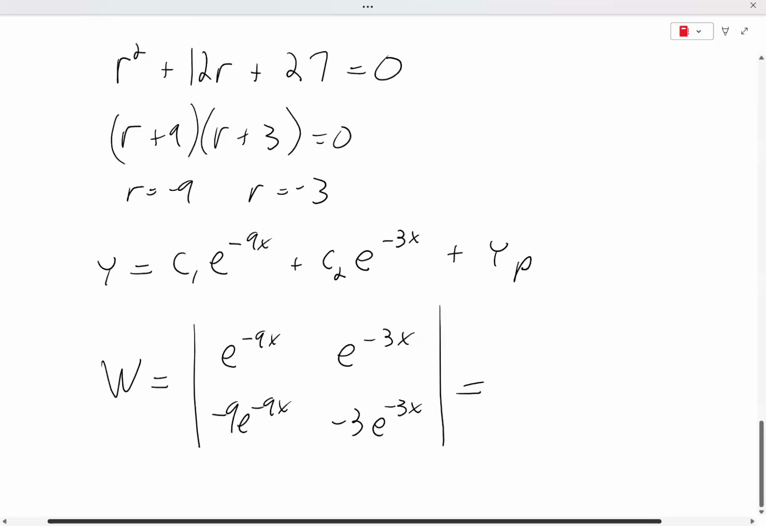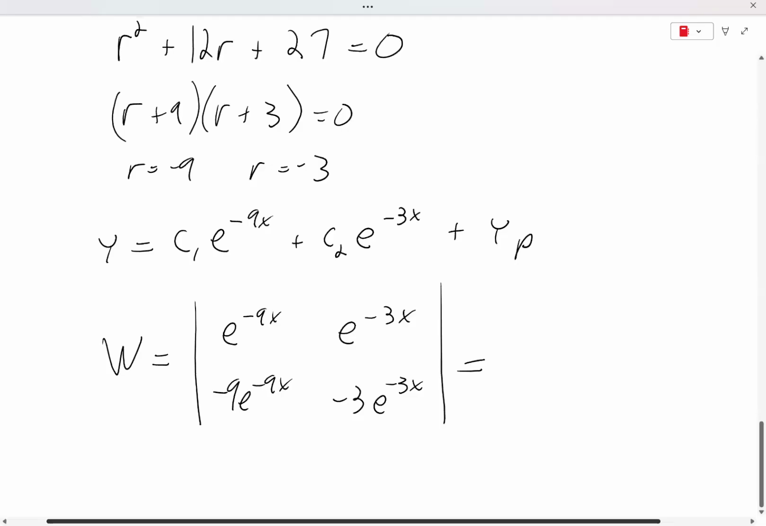Okay, so you got this. And then find the determinant. So that would be what? Negative 3 e to the negative 12x. And then going the other way, I think it'd be like plus 9 now. Plus 9 e to the negative 12x. So it looks like 6 e to the negative 12x. Okay, so we have this here.